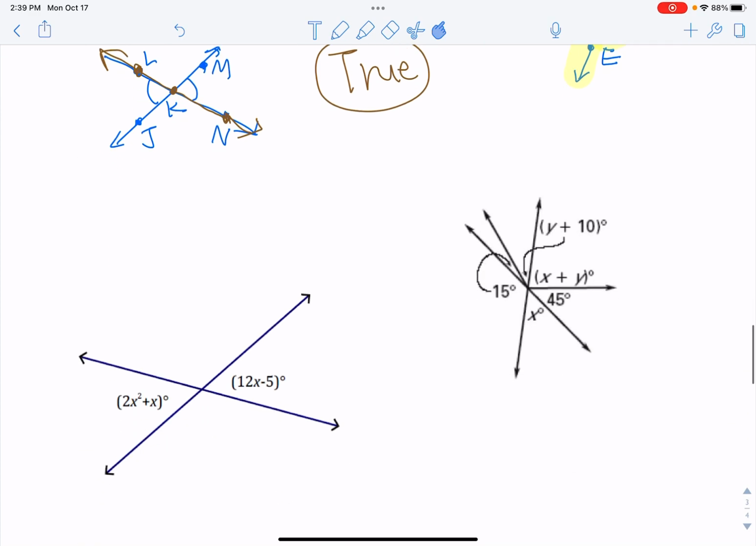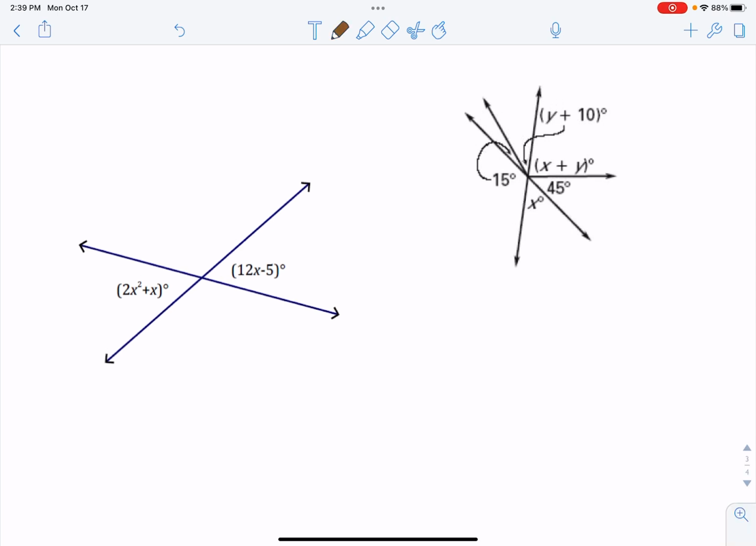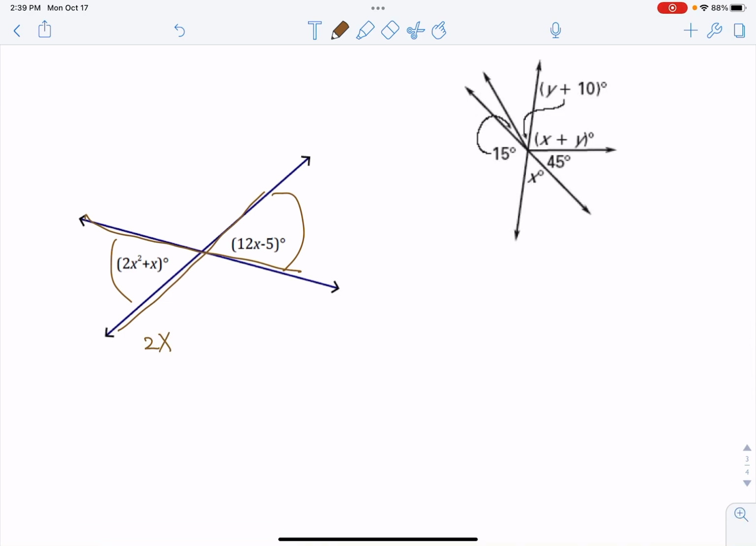And then the next one is finding the value of x and y. Those two straight lines will form each facing angle as a vertical angle. All vertical angles are congruent. So we can set up 2x squared plus x equal to 12x minus 5 because it's a vertical angle. So 2x squared plus x minus 12x plus 5 equal to 0. And then 2x squared minus 11x plus 5 equal to 0.